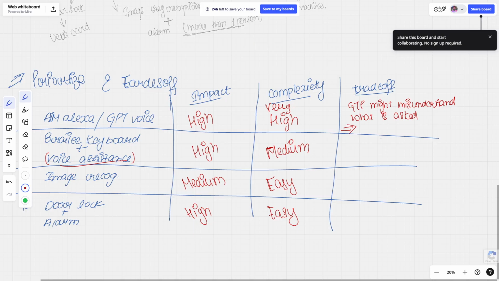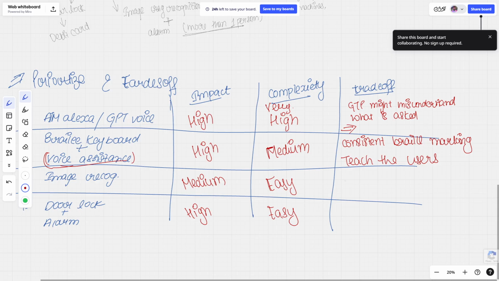So error could be there. For the Braille keyboard and voice assistant, things to consider: they should have consistent Braille marking. And we should also teach about the product, because we are adding another technology, voice assistant, so we have to teach the users how to use our product.